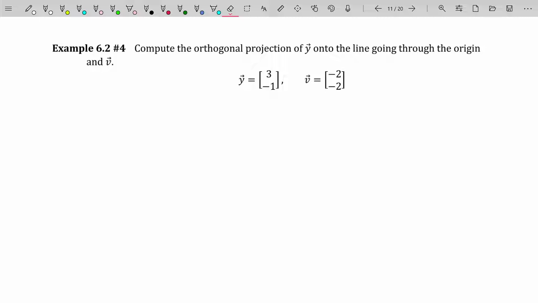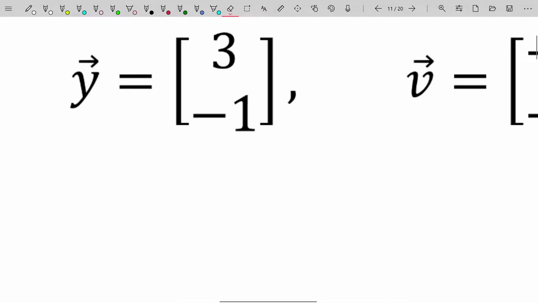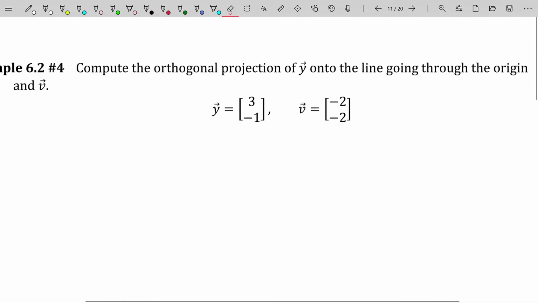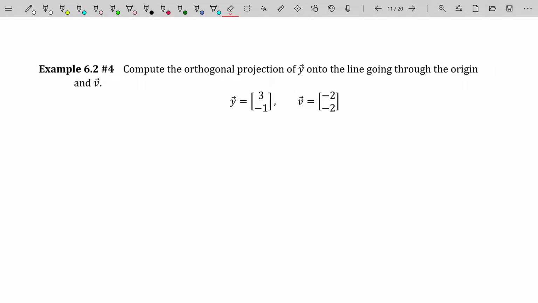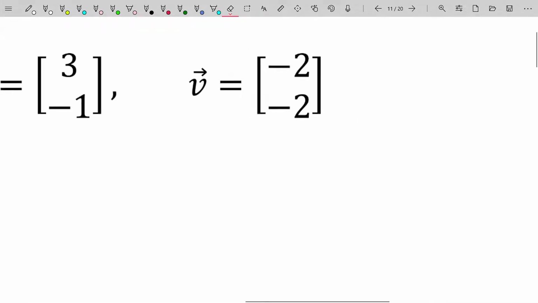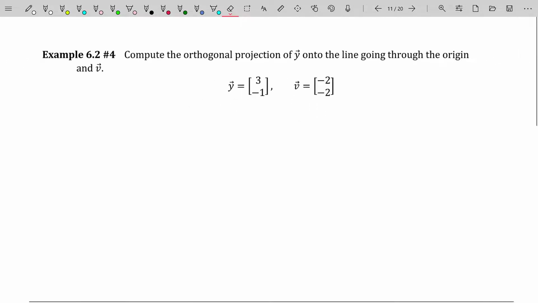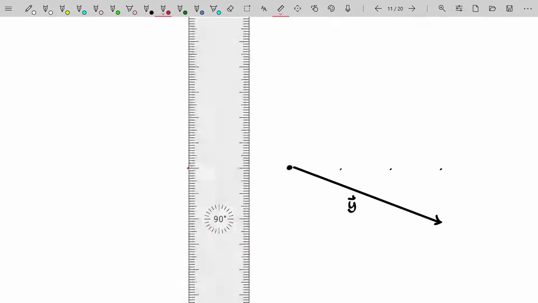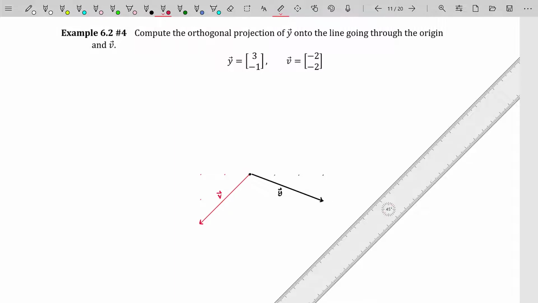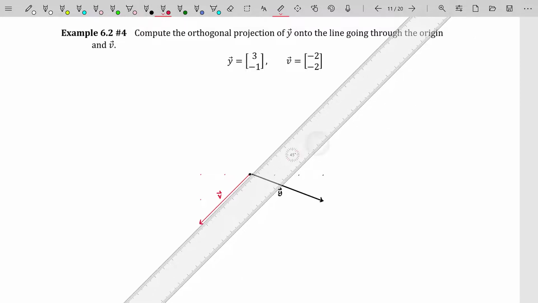Compute the orthogonal projection of y, this vector y right here, onto the line going through the origin and this vector v right there. Now you could visualize this if you want to. There I've drawn in black the vector y and in red the vector v, and I want to compute the orthogonal projection of y onto the line going through v. In other words, onto the subspace spanned by the vector v.